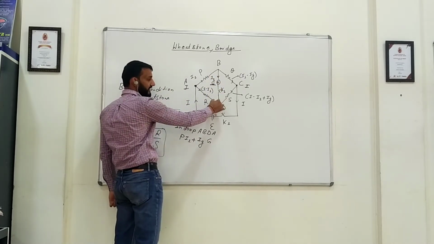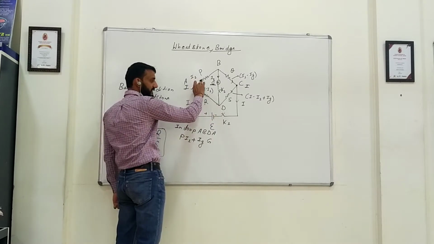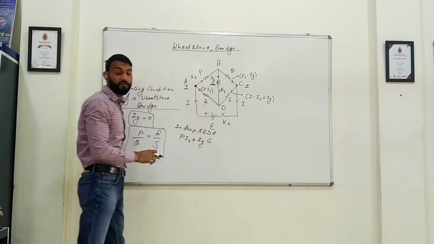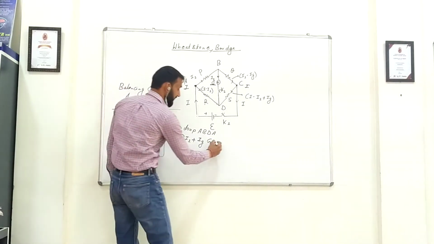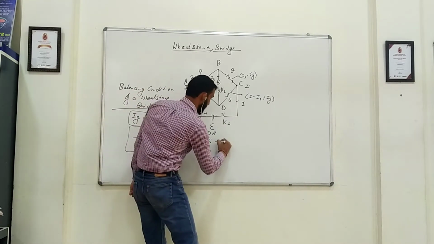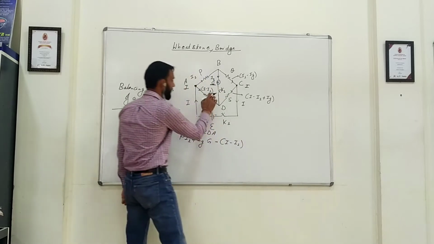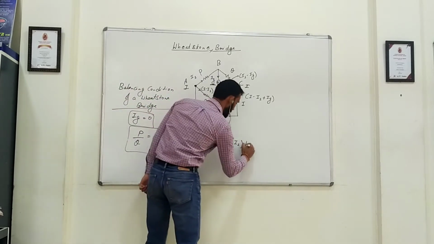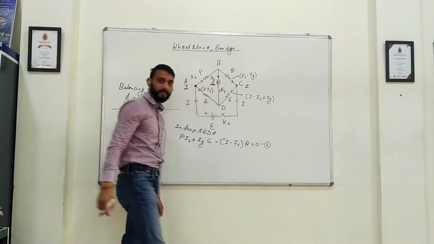Then I will come here. I will move in this direction. So when I am moving in this direction, but current is coming in this direction, what should come? Minus or plus? So minus will come. Why minus? Because I am moving in the opposite direction of current. So I minus I1 into R. R is the resistance. R is equals to 0. This is the first equation.